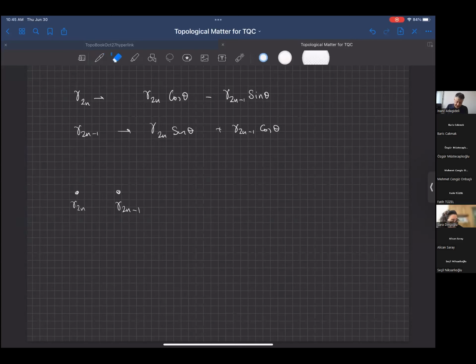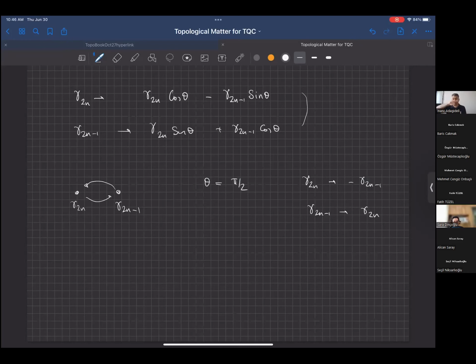Now, suppose I want to exchange these guys, right? The operator that does this has to do some operation like this, when theta is equal to pi over 2. When theta is pi over 2, I have an operation where gamma 2n goes into minus gamma 2n minus 1, and gamma 2n minus 1 goes into gamma 2n. That's the key thing. I could describe it as a phase, but that is not good because I want to have a real operator that acts on it, so that I can then generalize to all the stuff.